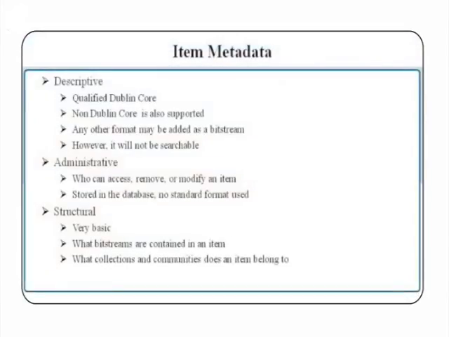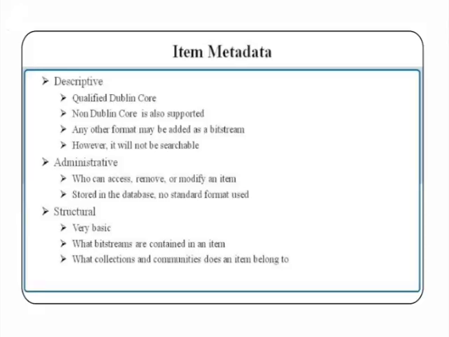DSpace facilitates all three types of metadata, that is, descriptive, administrative and structural. Descriptive metadata can be anything which describes the item. It takes care of all elements of the Dublin Core metadata set. DSpace also supports non-Dublin Core metadata. These elements may not be searchable. However, one can customize DSpace with some programming effort to search non-Dublin Core metadata elements.